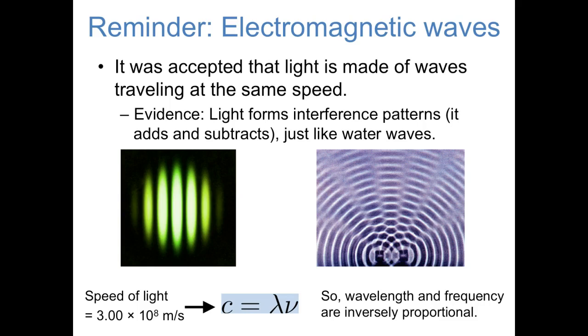And that constant for all light is going to be equal to lambda, which is the wavelength, times nu, which is the frequency. We can see from this equation that wavelength and frequency are inversely proportional to each other. In other words, as the wavelength gets longer, the frequency gets lower.